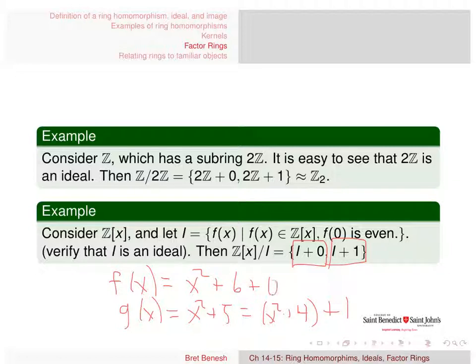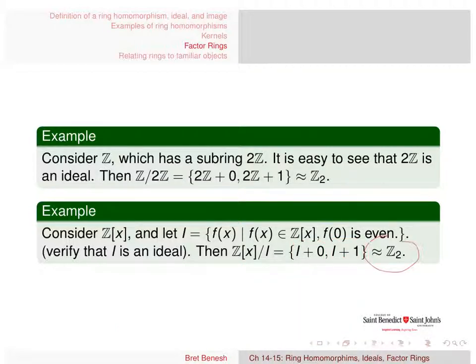So x squared plus 6 is in the ideal, and you could either add 0 to it, if you're in the ideal, you're that. If you're not in the ideal, like x squared plus 5, you take something that's in the I, and then you just add 1 to it. And every polynomial can be written like that. Every polynomial can be written as something in the ideal plus either 1 or 0. That's isomorphic to Z2. That's all for factorings.